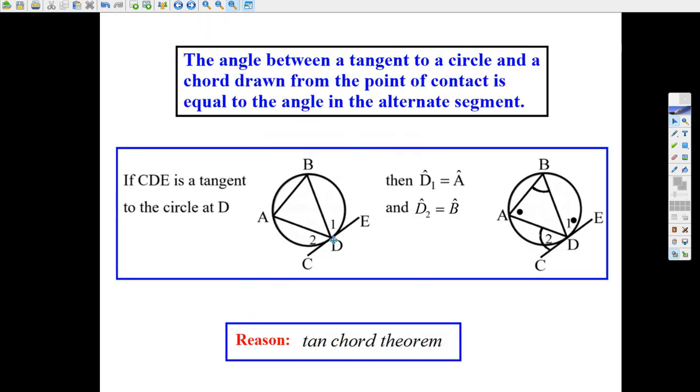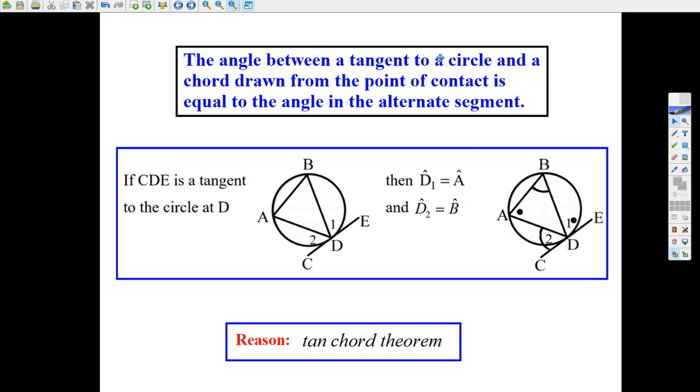But here's something. If you have a tangent that's touching a circle in one point, and that point is connected to a triangle that's circumscribed, that fits in the circle, then something special happens. You see this angle that's formed between the tangent and the chord? That's why we call it the tan-chord theorem. The angle between the tangent and the chord equals the angle that's opposite on the other side, that opens up to the same chord.